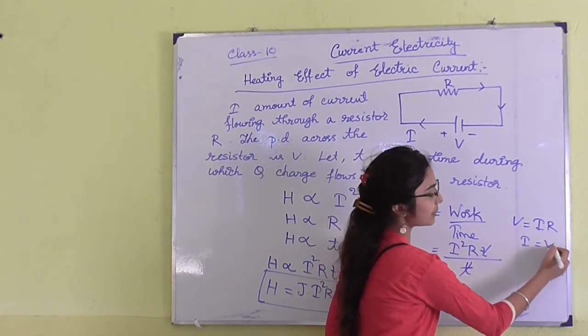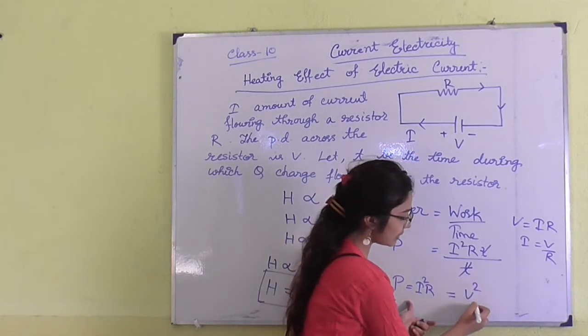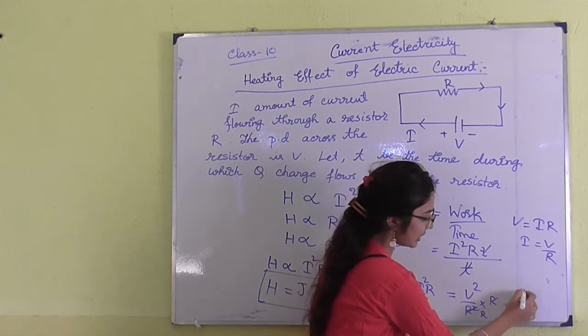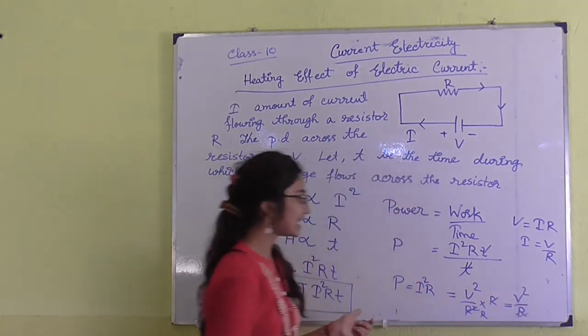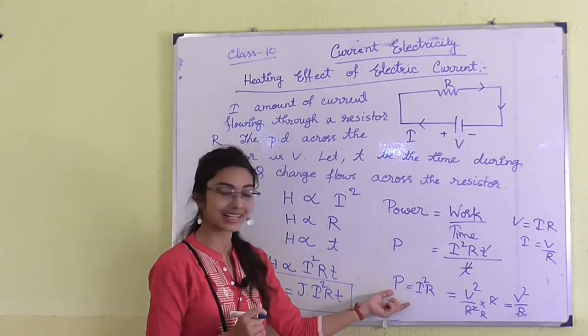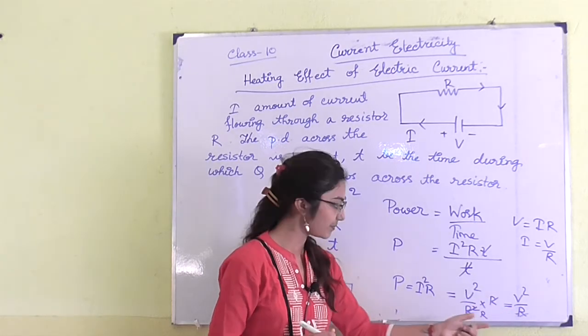So I is equal to what? I is equal to V by R. So I square is equal to V square by R square into R. So by cancelling we get V square by R. This is another form of P, that P means power of the circuit is I square R. Again this is equal to V square by R.